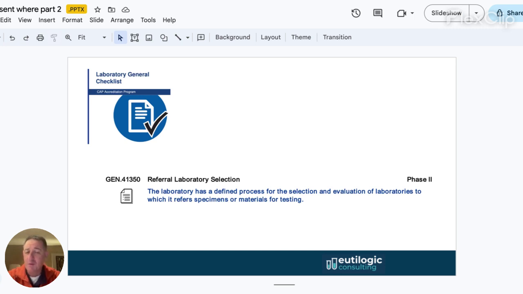Specifically, your laboratory has to have a defined process for the selection and evaluation of laboratories to which it refers specimens or materials for testing. This is a good one to fall back on because it can help you push back on sending out some of this testing. Specifically, this requirement is looking at things: did the laboratory director, in consultation with the medical staff, decide to use this reference laboratory? What is the quality of the reference laboratory? Does it meet the requirements of the laboratory? You can't just send them out to any old laboratory. Is the referral laboratory accredited? Do they have their CLIA certificate? All these things have to be vetted per CAP before you can just send things out.